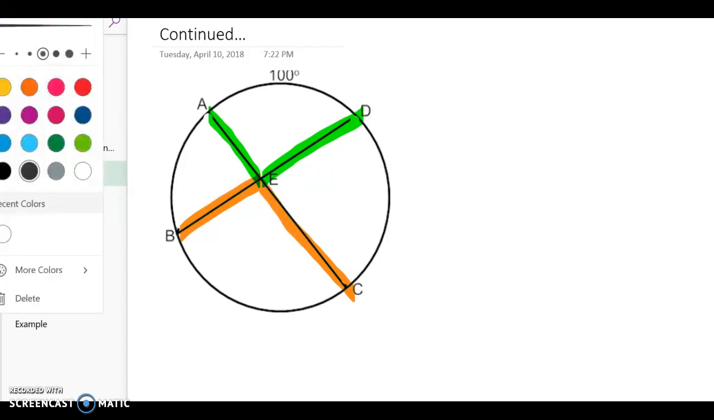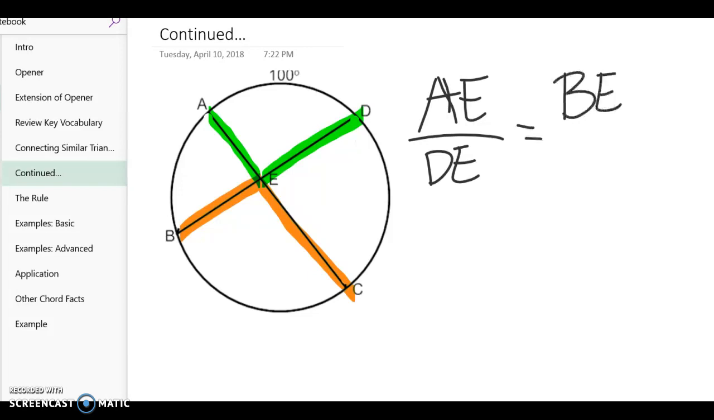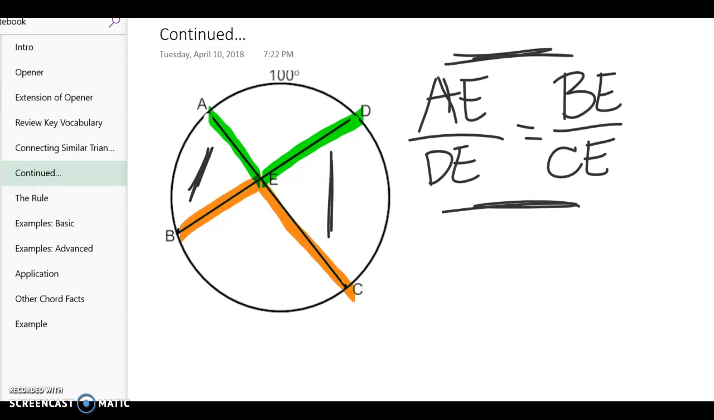Okay? So if I had AE over DE equals BE over CE. Remember, I'm just saying big to small. These 2 are the smaller ones. These 2 are the smaller ones. They're on top. These 2 are the longer ones, and they're on the bottom.